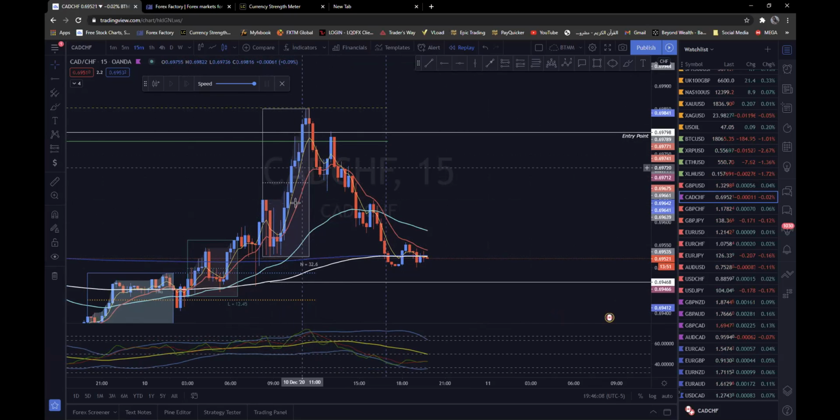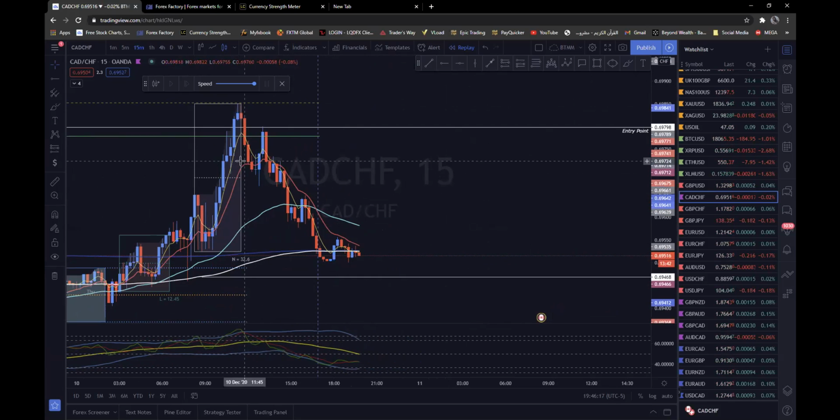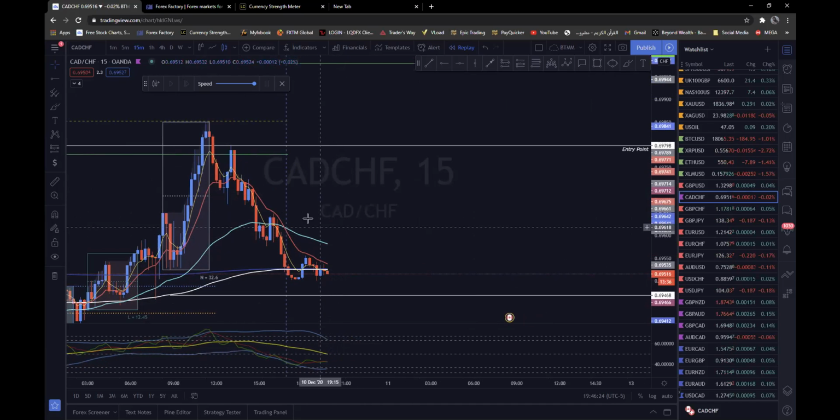Usually when they exceed the ADR for the day, they usually end the day inside of the ADR. They usually come back inside. So whenever you see a setup and you see that the price is above the ADR, I'd be looking for a setup for it to come back in, right?